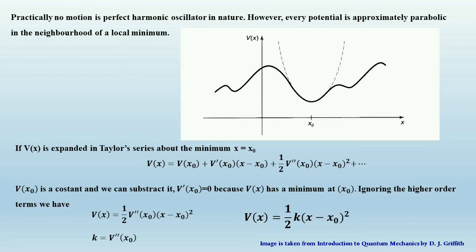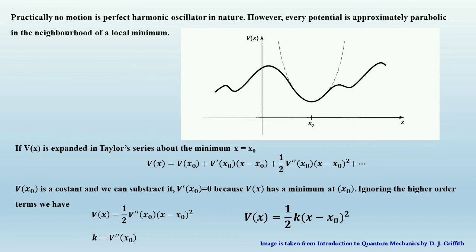So we have only the third term, and because x minus x naught is small, we can neglect the higher order terms. We have V(x) equal to half V double prime (x naught) times (x minus x naught) whole squared. If we write k equal to V double prime (x naught), as it is a constant evaluated at that particular point x naught, we have V(x) equal to half k (x minus x naught) whole squared.